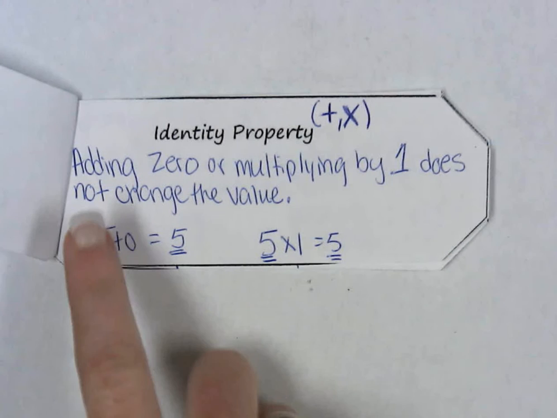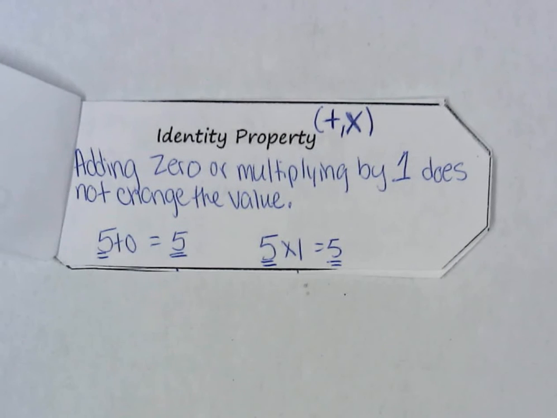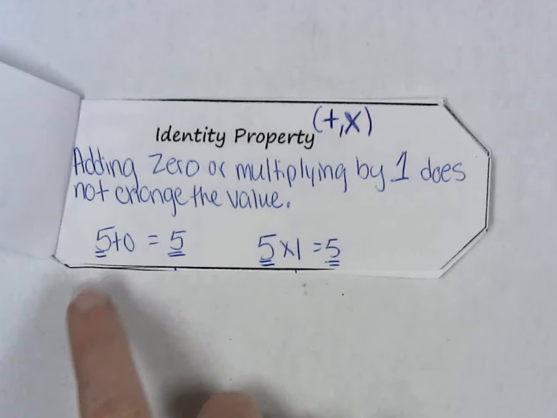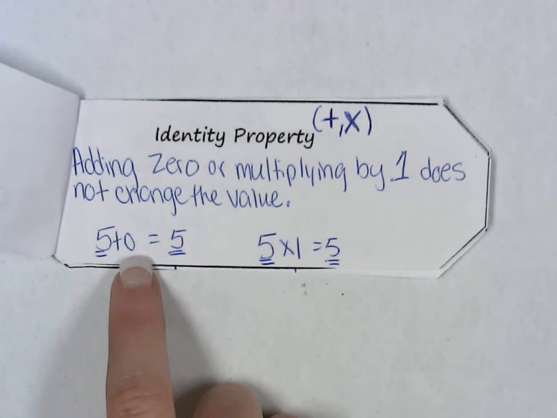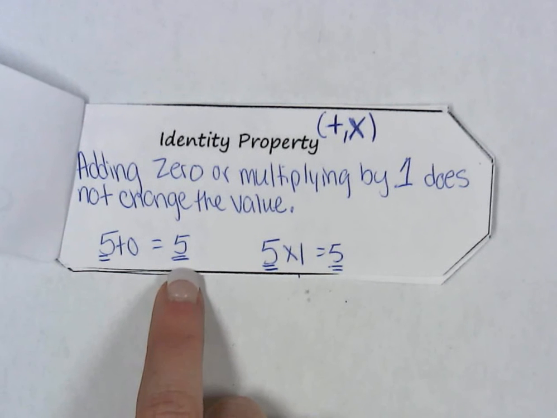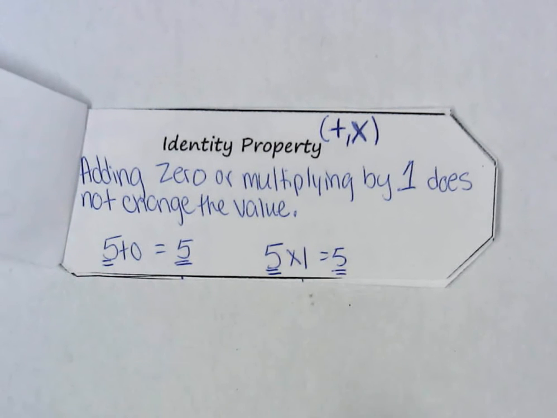So here's the definition. Adding 0 or multiplying by 1 does not change the value. If you add 0 or if you multiply by 1, it does not change the value. We know this, that makes sense. If you add 0 to something like these examples down here, 5 plus 0, that 0 doesn't change anything. Your answer still stays a 5. Over here, 5 times 1, it still stays a 5. Multiplying by 1 or adding 0 does not change the value.